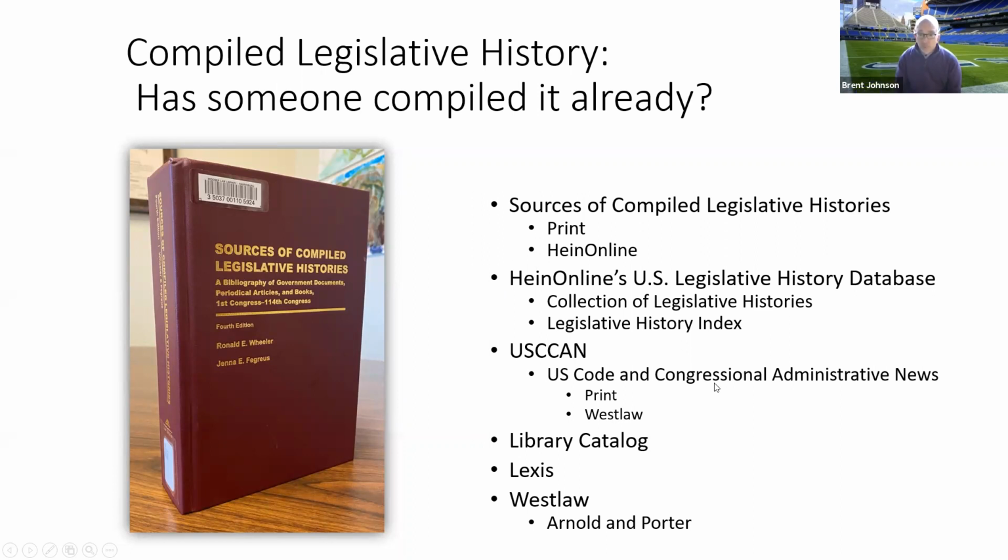A lot of times different publishers or the Government Printing Office might have created a compiled legislative history for a piece of legislation. So check your library catalog. Search on legislative history and the name of the law. There might be a bound legislative history of a particular law that's right there in your library that you can pull off the shelves. And then finally, Lexis and Westlaw have their own bits and pieces of legislative history available on their databases.